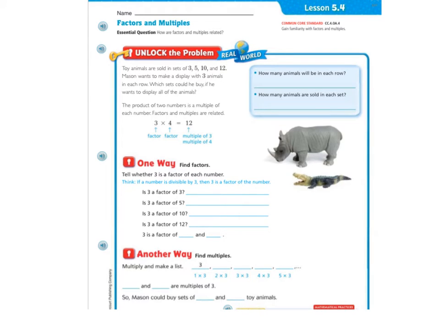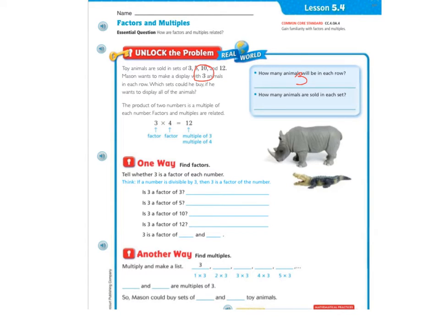Okay, let's take a look at the Unlock the Problem for 5.4. It says toy animals are sold in sets of 3, 5, 10, and 12. Mason wants to make a display with 3 animals in each row. Which sets could he buy if he wants to display all of the animals? So if we look, it says how many animals will be in each row. Well, there needs to be 3 animals in each row. So we're going to write 3.